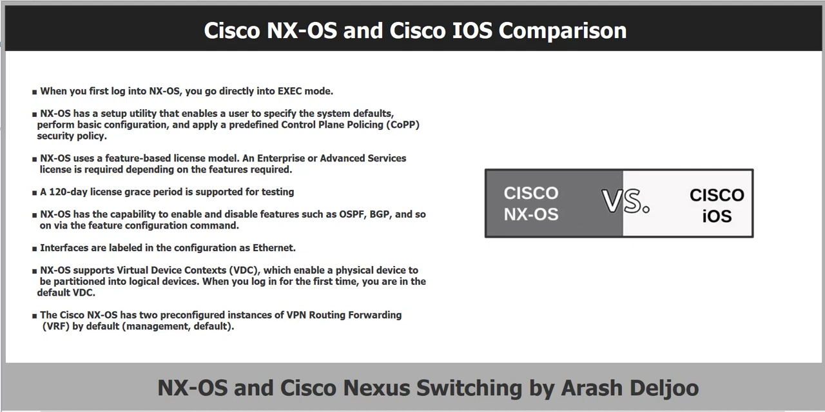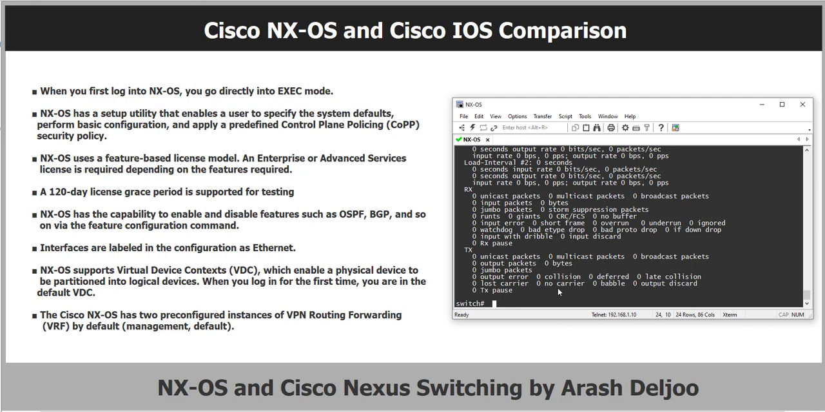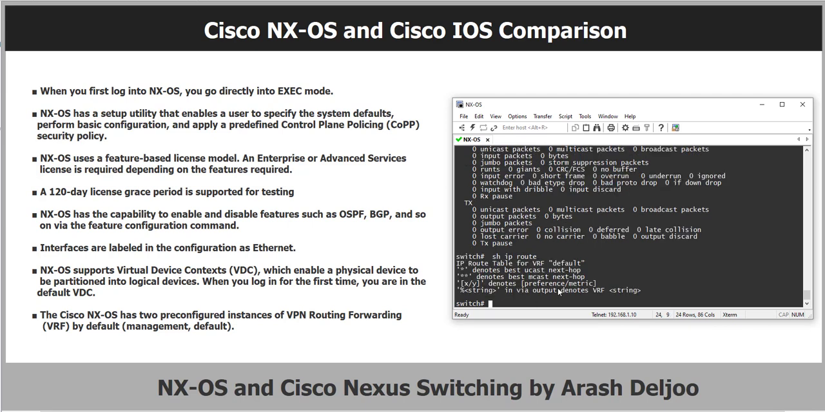By default, all layer 3 interfaces and routing protocols exist in the default VRF. Here in the switch, we can use show IP route, and as you can see, we are in the default VRF. This is the default status. But the management 0 or MGMT 0 interface exists in the management VRF and is accessible from any VDC. If VDCs are configured, each VDC has a unique IP address for the management interface.